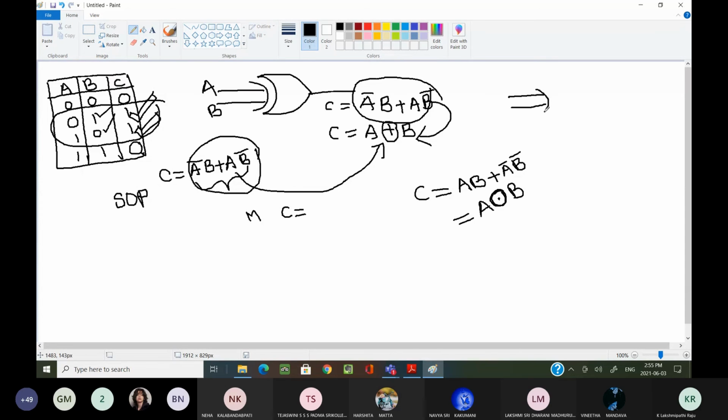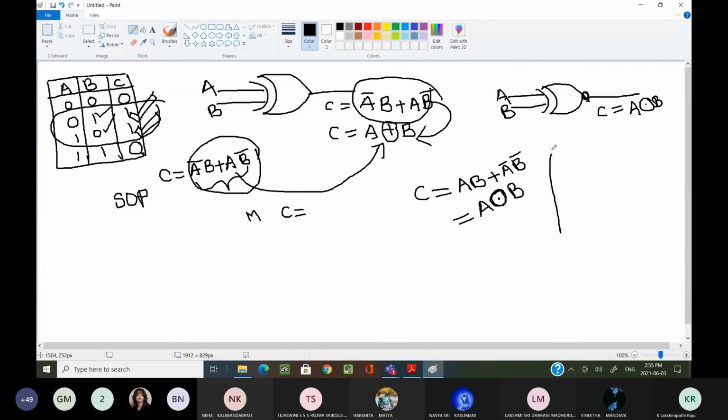What is the logical symbol for XNOR? It is the same as the XOR symbol, but in front of it you have a bubble. Now C equal to A XNOR B. It performs the reverse operation. What will it do? It will find the even number of ones or even number of zeros.